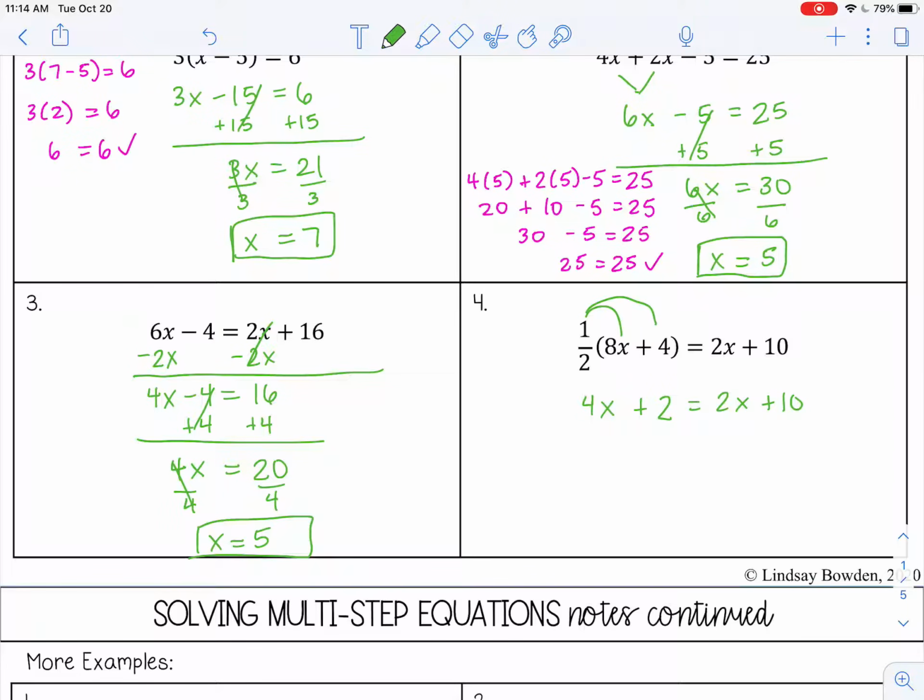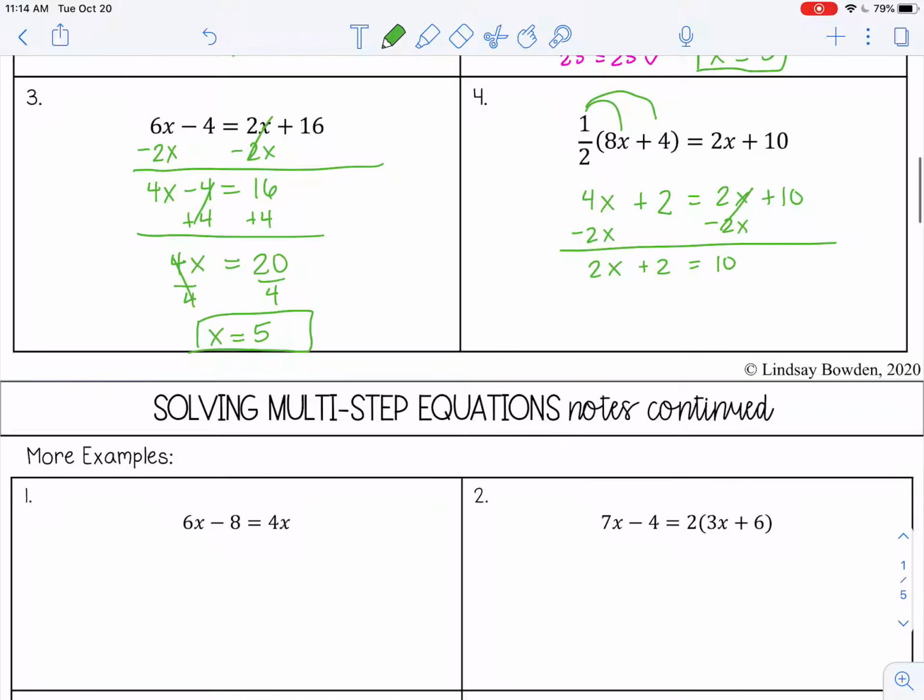Okay, now I have a problem similar to number 3. So I want to move my variables to one side and my numbers to the other. So I'm going to subtract 2x first. 2x minus 2x is 0. Bring everything else down. Now I want to subtract 2 from both sides. 2 minus 2 is 0. And then divide by 2. So x equals 4.